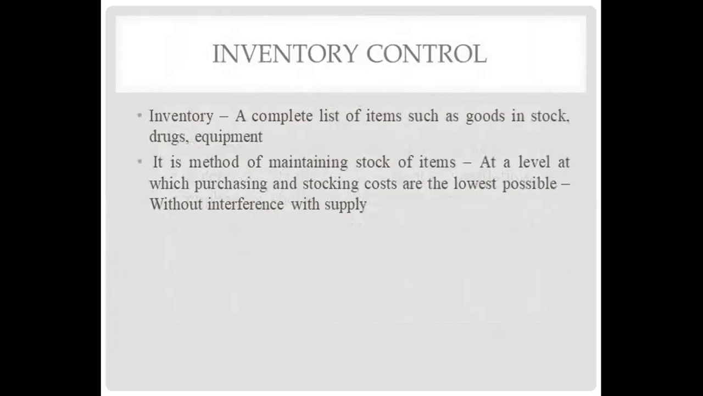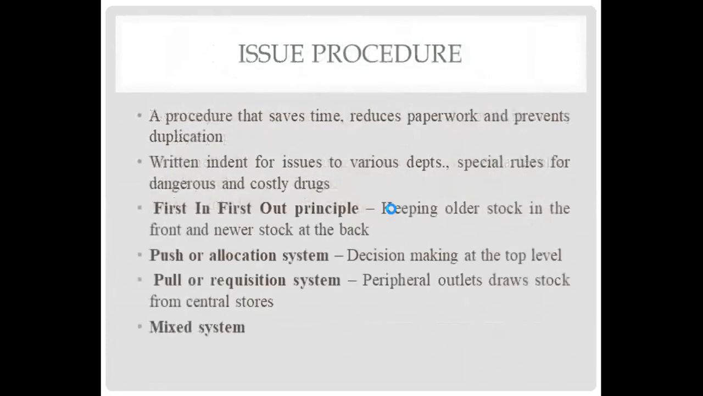Now comes inventory control, which is a component of material management. What is inventory? Inventory is a complete list of items such as goods in stock, drugs, or equipment. It is the method of maintaining stock of items at a level at which purchasing and stocking costs are the lowest possible without interference with supply.